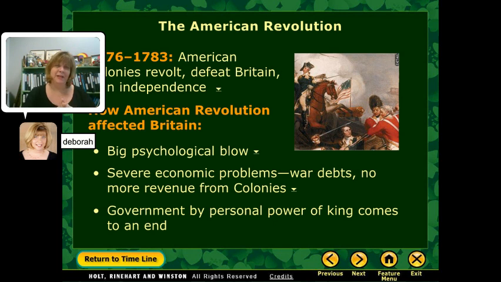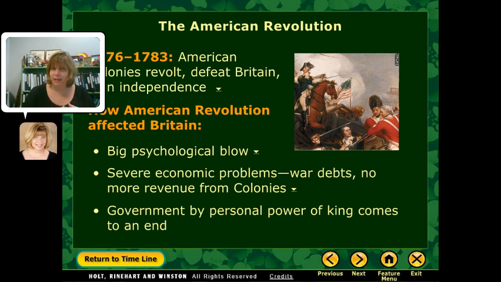Now, last year we looked at this specifically from the American point of view, but I want to look at this from the British point of view for British literature this year. So we know some things about the American Revolution. We know that the American colonies revolted and defeated Britain to gain our independence. But what you may not have thought of is what this actually did to Great Britain. From the British viewpoint, this was a big psychological blow, the idea that they had lost control and that they'd been defeated by these poor farmers and country people running around.